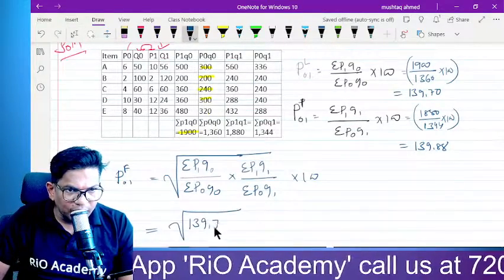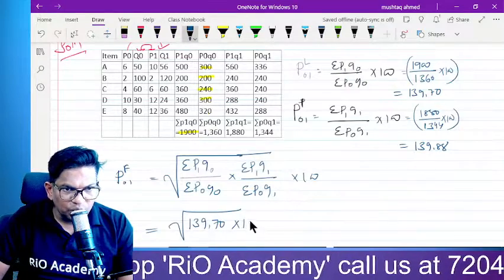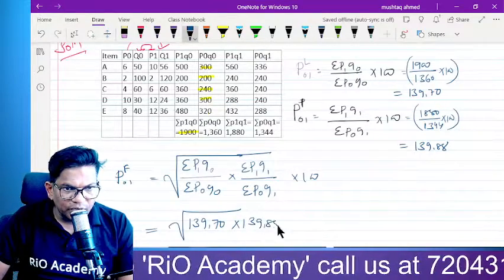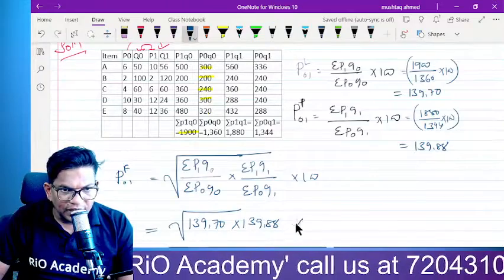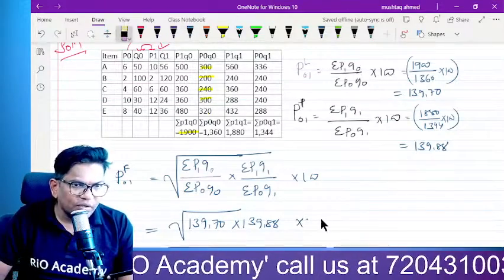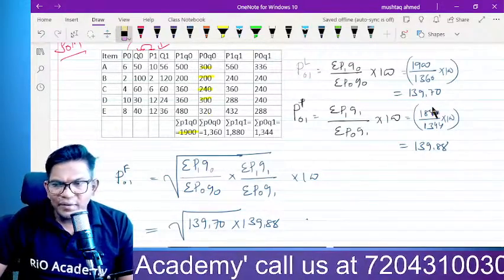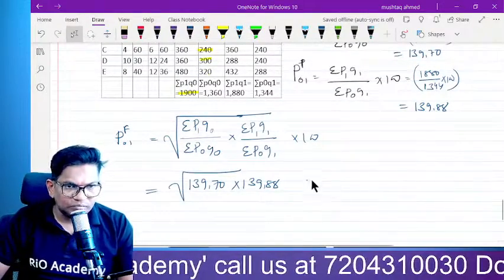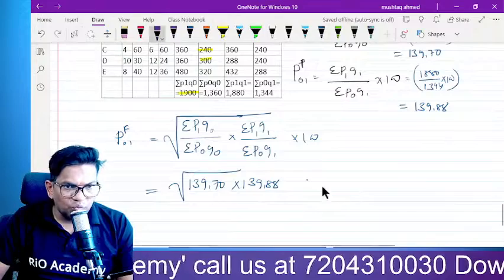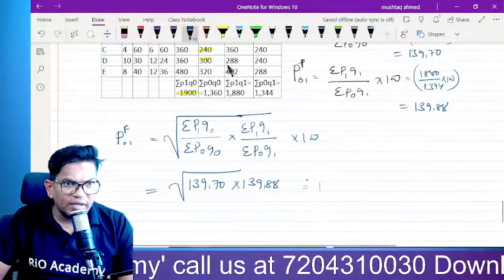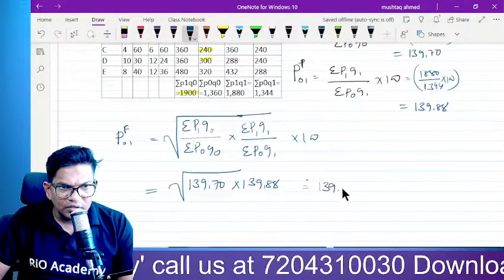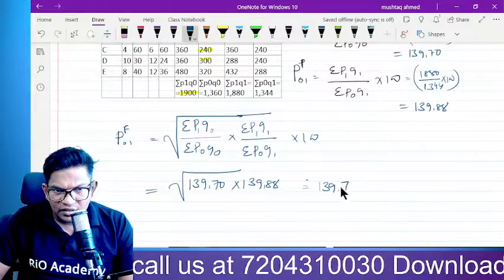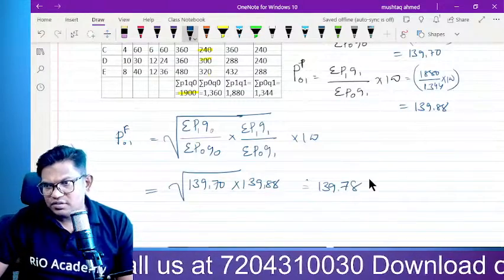139.70 into 139.88, take the root. No need to do 100 now. Why? We have already calculated, right? Tell me how much. 139.78. Perfect.